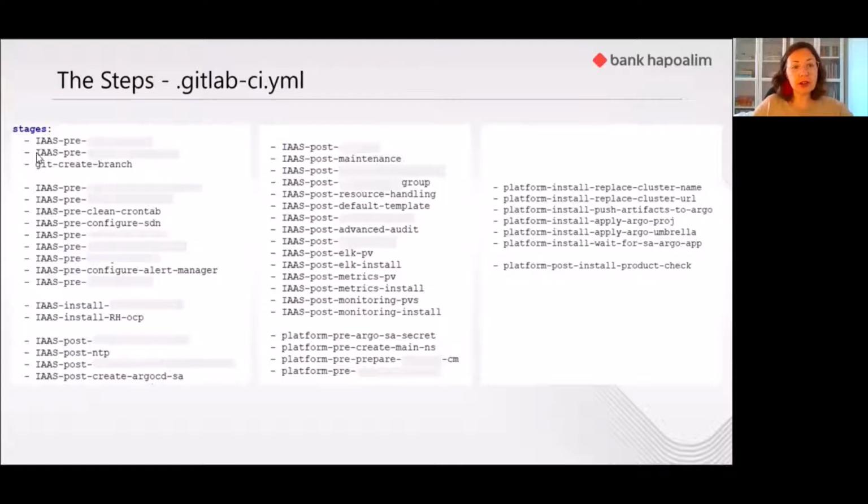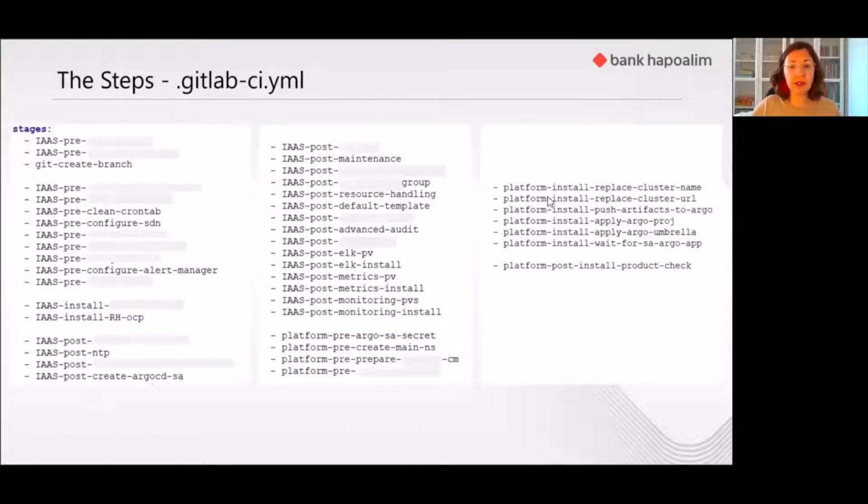The IS pre part is creating the virtual machines and preparing them for OpenShift. The IS install part is the part that actually runs the Ansible playbook that is installing OpenShift. And the IS post-installation part is the part that performs post-installation configuration of OpenShift. Now the platform pre-install part is preparing the cluster to be managed by ArgoCD. And it is also installing and configuring products that need imperative steps in them.